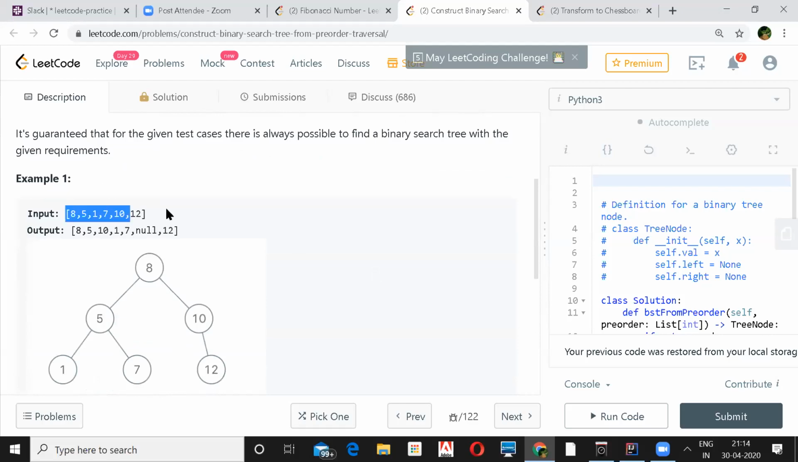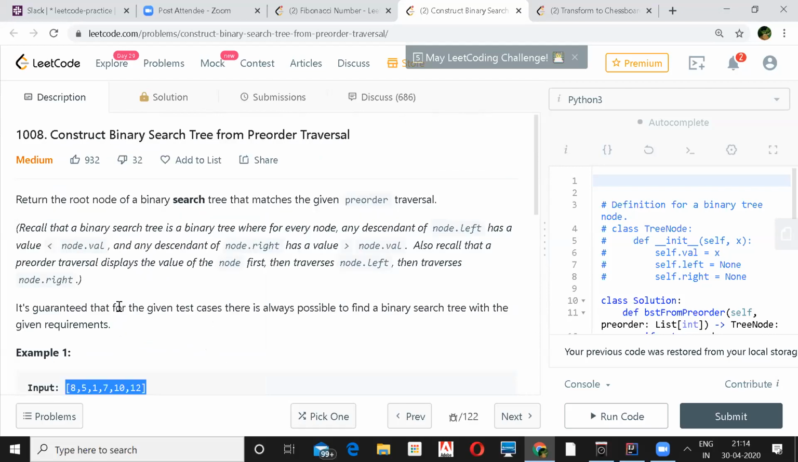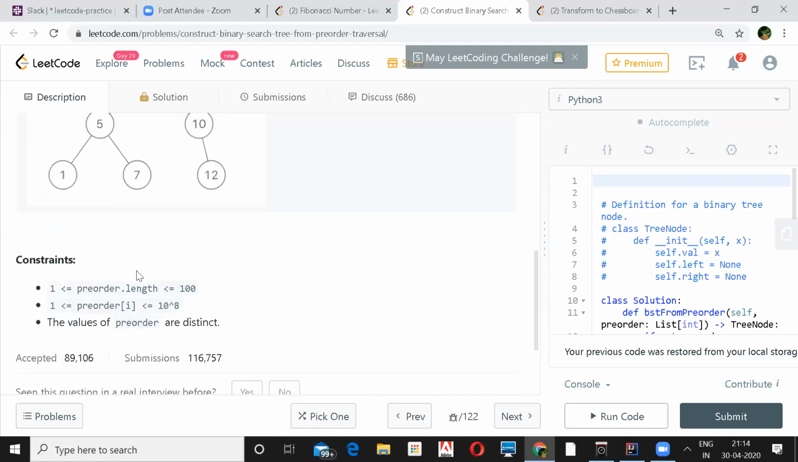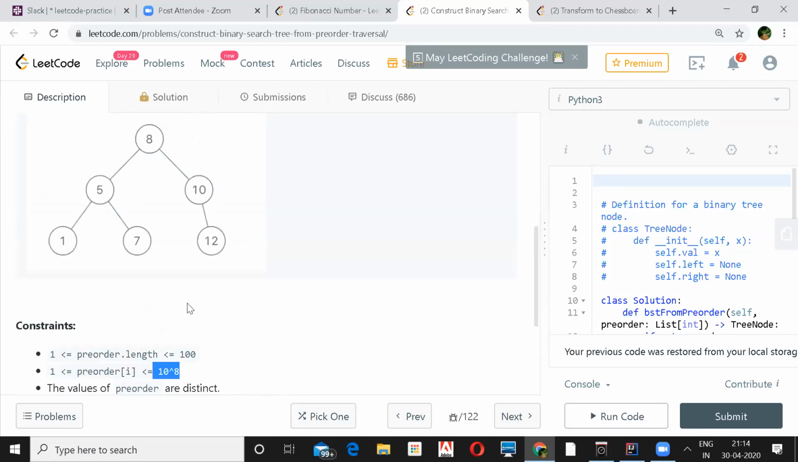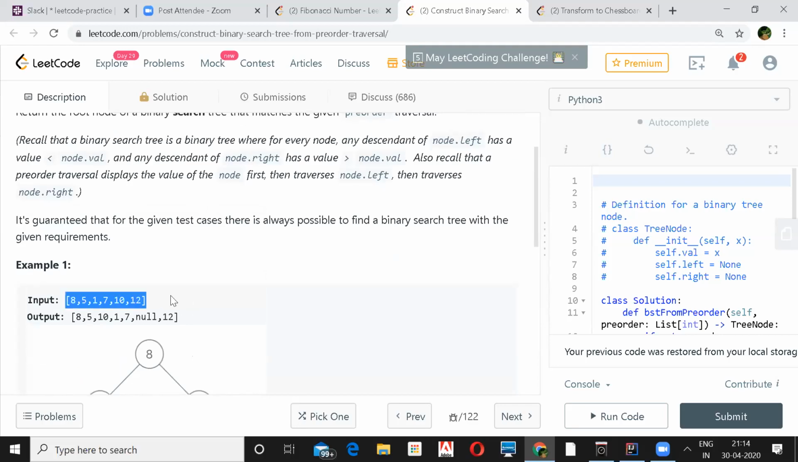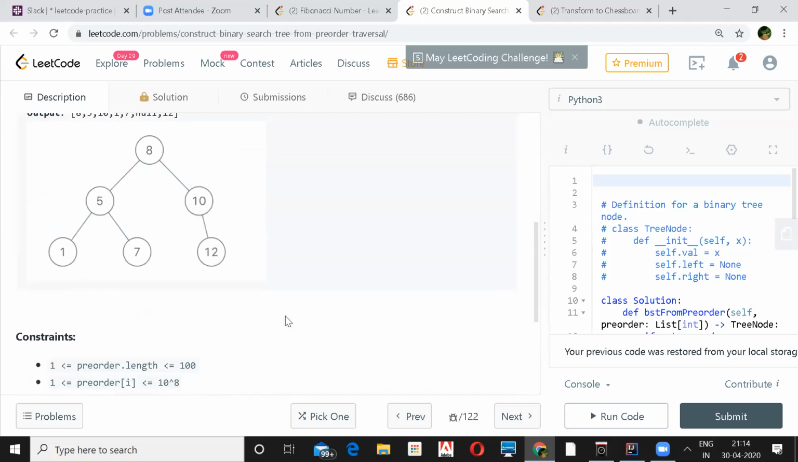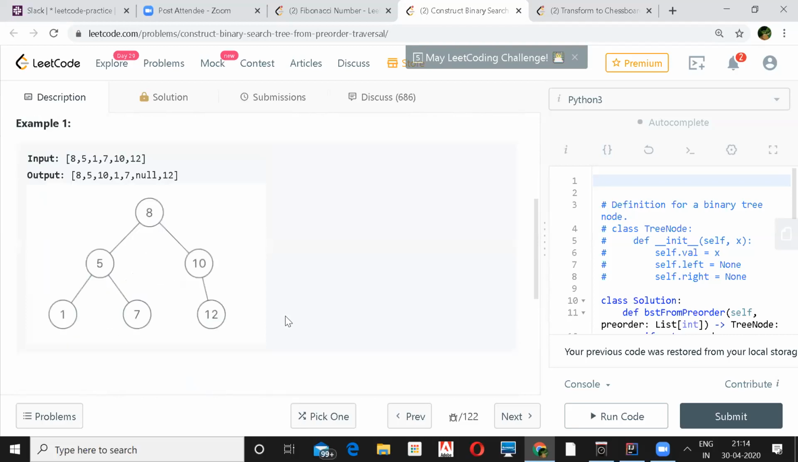It's guaranteed that for the given test case, you'll always find a BST with the given requirement. So this is our pre-order traversal, and corresponding to that, this is the BST that I have created from that traversal. And constraints are like the length will be less than 100, and pre-order element will be less than 10 to the power 8, and values of pre-order would be distinct. No duplicates will be in the array. So any queries or approach in this? How do you proceed?